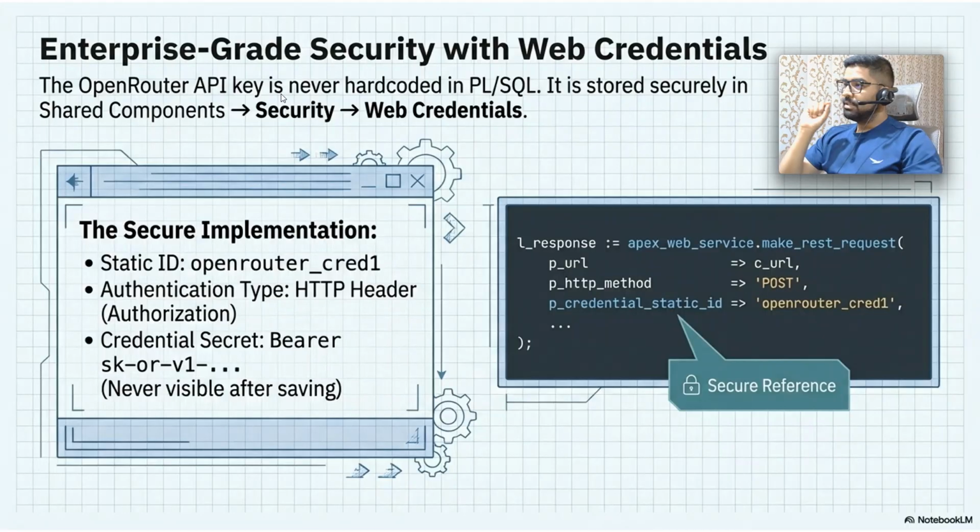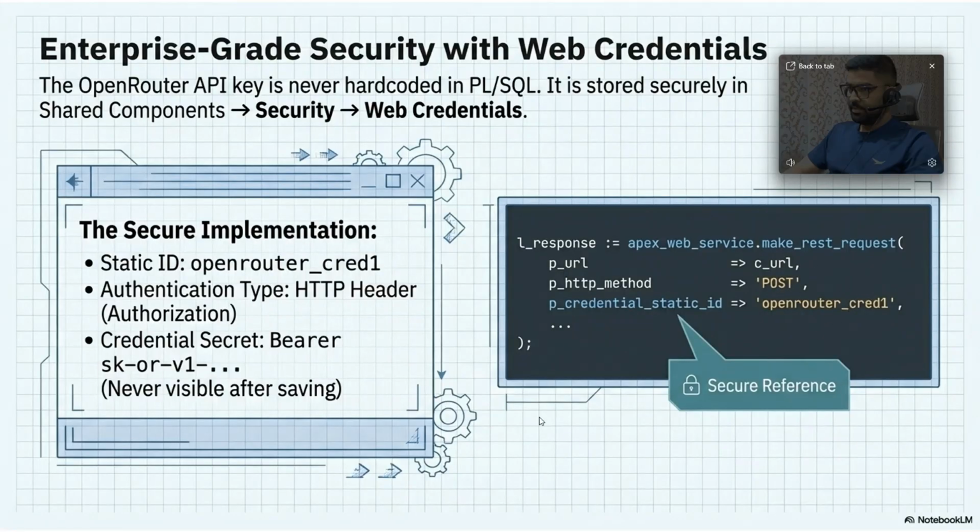Then a unique credential name is created for that, and you use that in your PL SQL code as a reference. As of now, you can see OpenRouter cred one. This is the one I created under web credential. So whenever it asks for this information, it will hit this credential, and under that it will hit the API. This way we are making our API secure. This is the correct way of doing things.